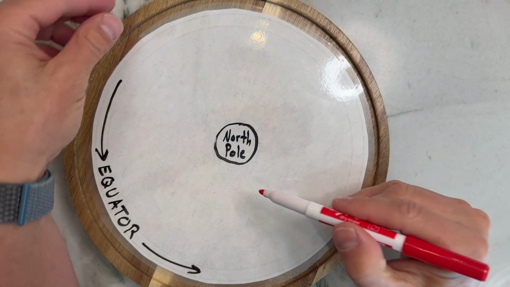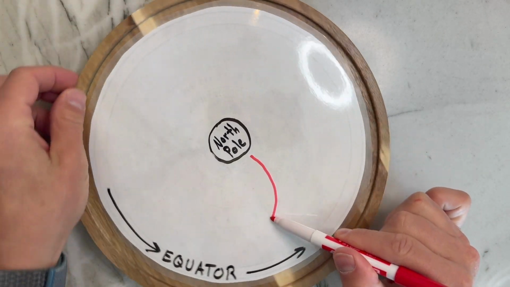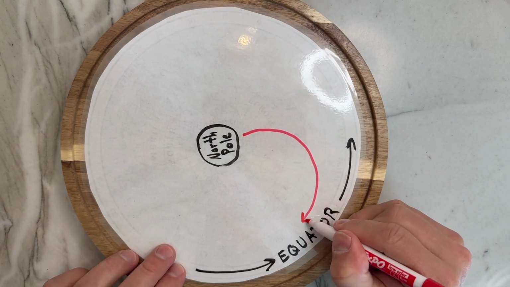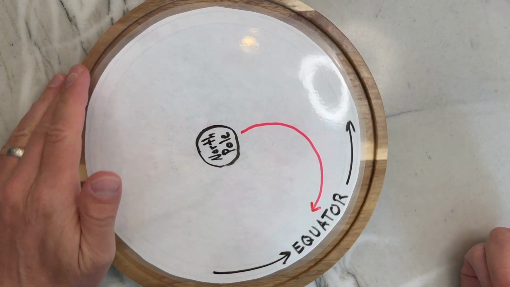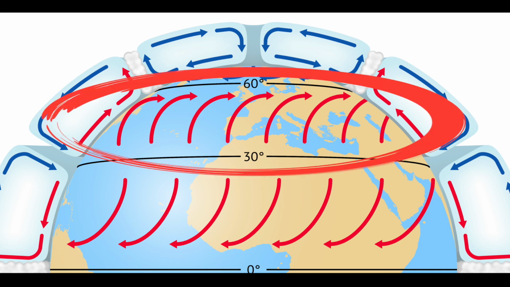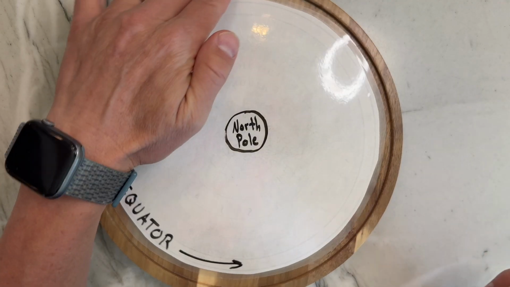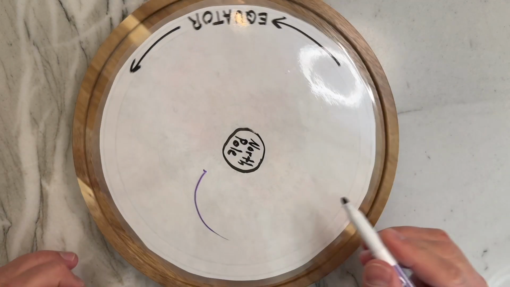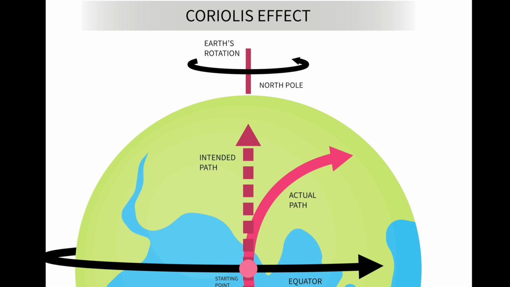Imagine this paper is the top half of the Earth. As the Earth rotates, I'll draw a line straight down from the North Pole. Well, that's weird. The line curved to the right. It's easier to see from this perspective. Between 30 and 60 degrees latitude, air is moving from south to north, and also curves to the right. This is called the Coriolis Effect, and explains the motion of everything from tornadoes to hurricanes.